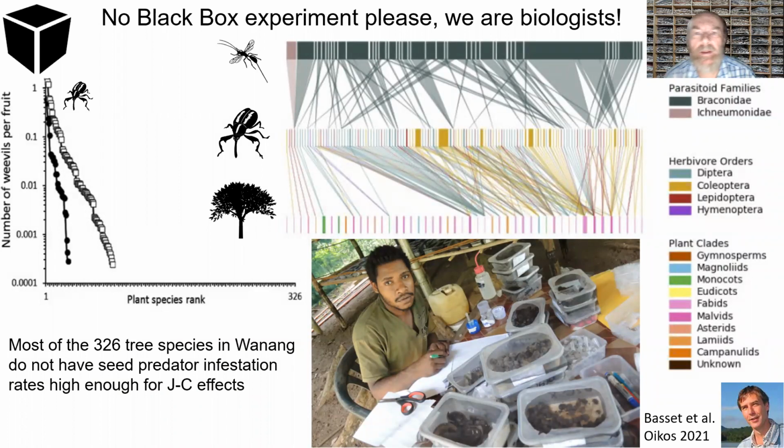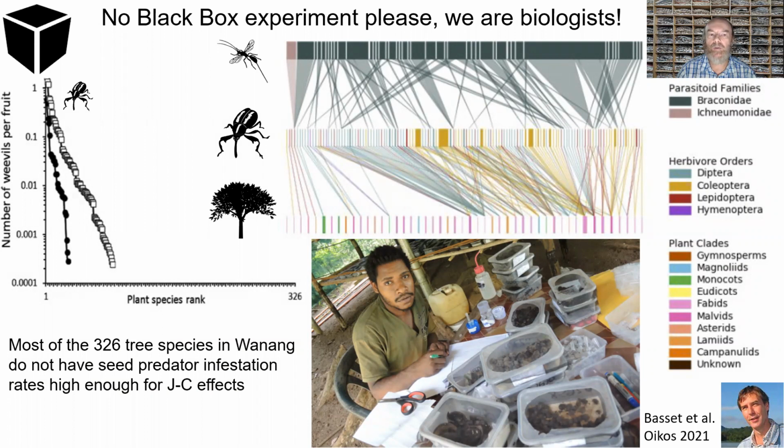Now, all these experiments are good evidence, but they are kind of black box experiments. We are removing fungi, don't know which ones. We are removing insects, we don't know which ones. So as biologists, we really need to find out specific interactions there.